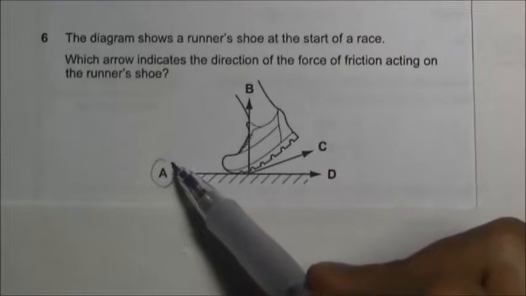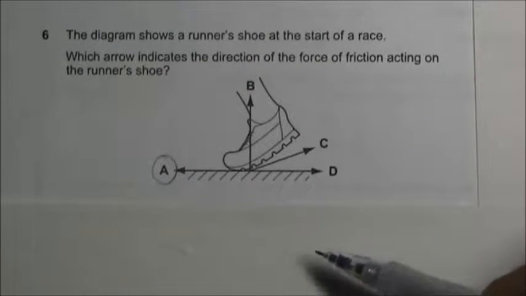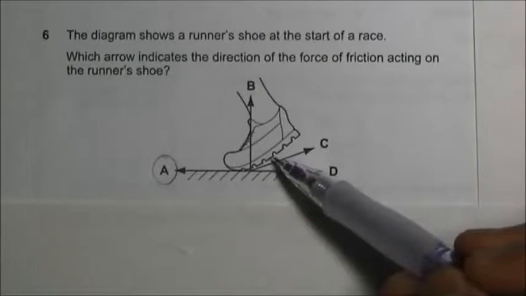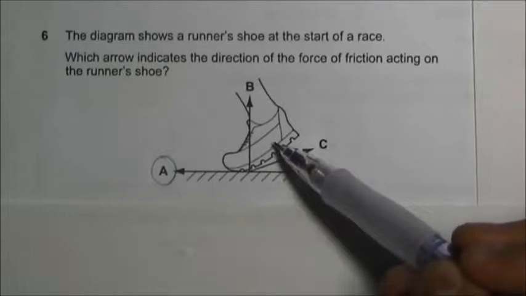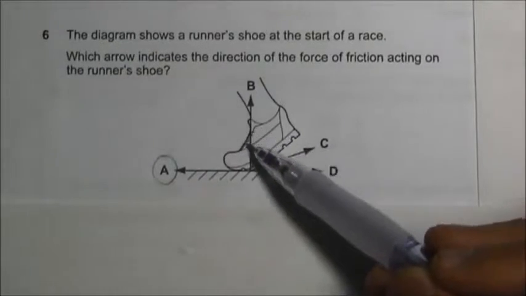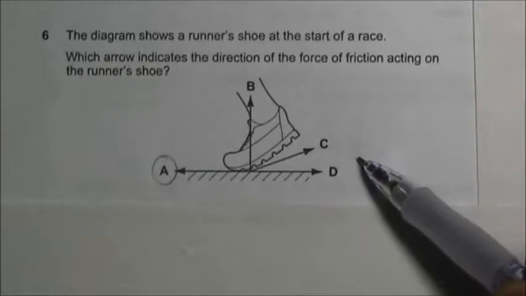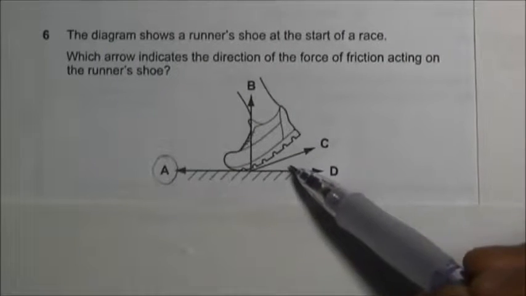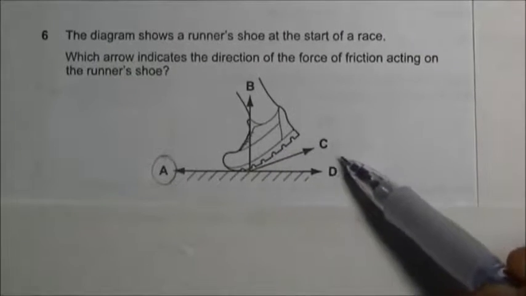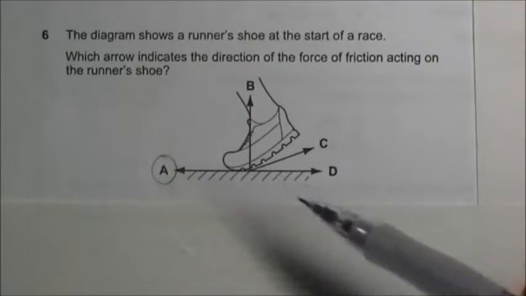So another way of seeing this question is we can imagine the runner stepping on a banana skin. A banana skin reduces the friction. So in this case, the leg will slide backwards. So without the banana skin, what stops the leg from sliding backwards? It will be the force of friction that is acting towards the left.